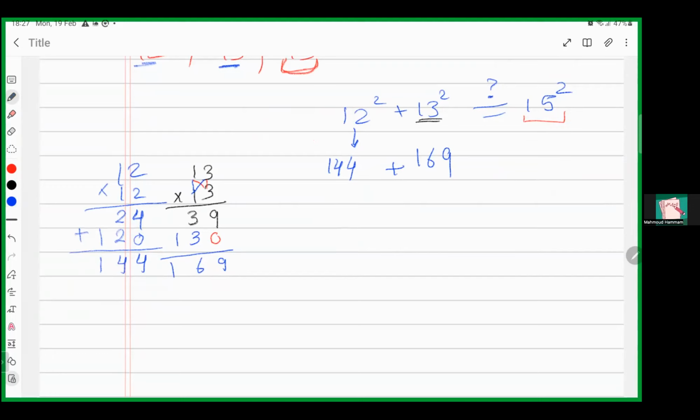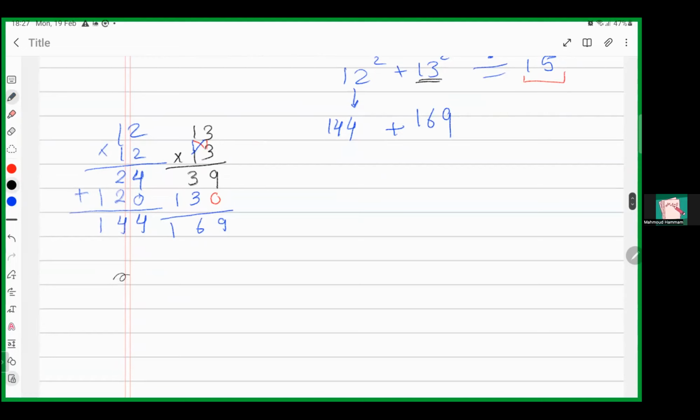This is the challenge in this part. 15 power 2 is the same as 15 times 15. Who can help? Who would love to help? This 15 times 15. Multiply with me, Nasser. 5 times 5, 25. 5 and carry up 2. 5 times 1, 5.